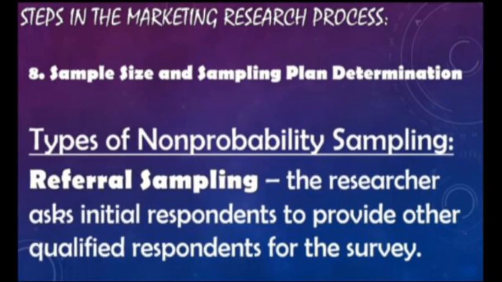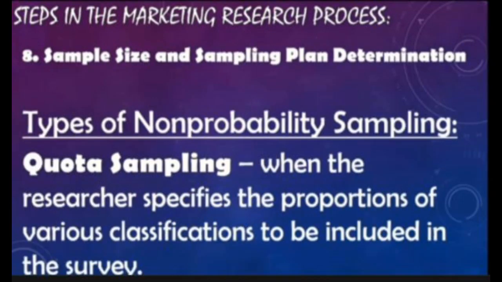The third type is the referral sampling, also known as the snowball sampling. In referral sampling, the researcher asks initial respondents to provide other qualified respondents for the survey. So here, the researcher will look for respondents and ask questions, and after that, request recommendations of their other friends who are qualified to be respondents as well.